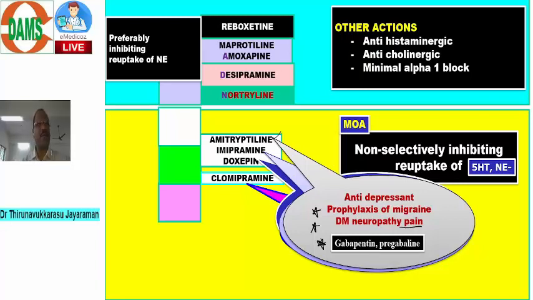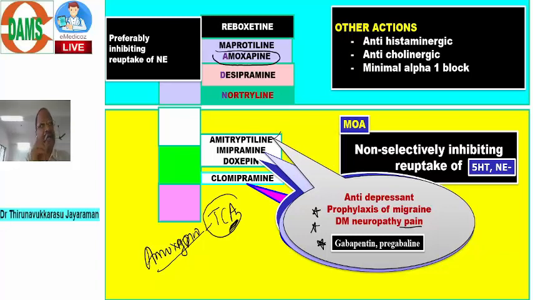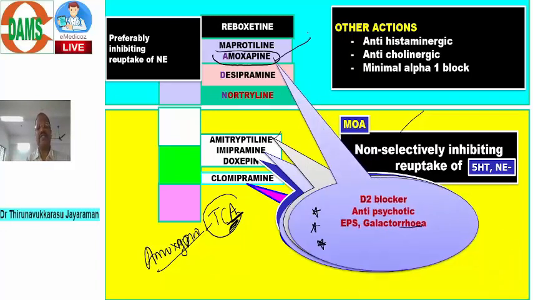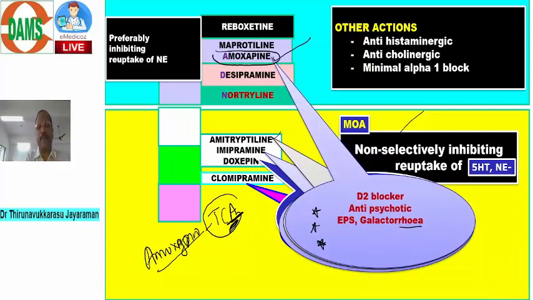The last extra point I want to tell you, look at this. We have one drug called amoxapine. Questions, look here. Amoxapine originally is a tricyclic antidepressant. The mechanism of action is inhibiting reuptake of norepinephrine and serotonin. But the extra point I want to tell, it is not only having antidepressant property. This drug additionally has D2 blocking property. So remember, amoxapine has additionally D2 blocking action, thereby having antipsychotic activity also.